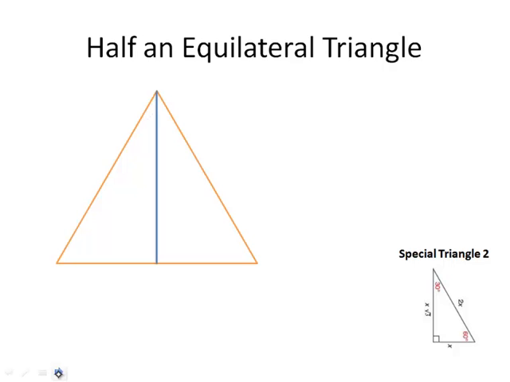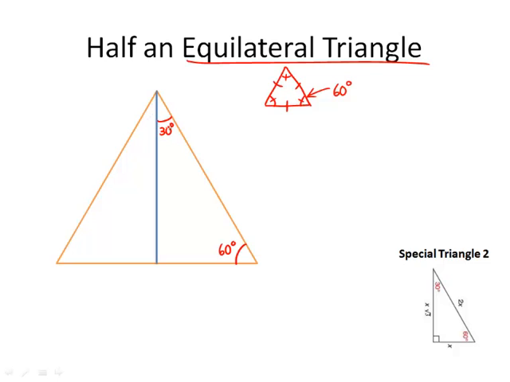The second special triangle can be created by taking half of an equilateral triangle. Now, what do we know about an equilateral triangle? We know all three sides are equal, and therefore we also know all three angles are equal. So what are they? Well, in total, we have 180 degrees in a triangle. If we divide that equally among three angles, we would have angles of 60 degrees. So that tells us this would be 60 degrees. Now, if we slice the equilateral triangle in half, then we'll have half of this angle, which is 30 degrees.